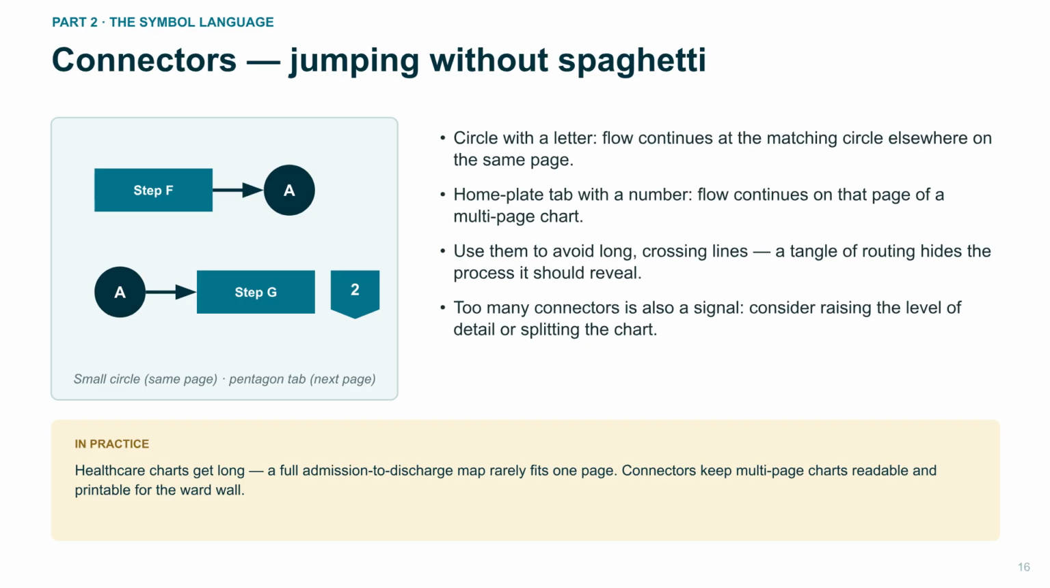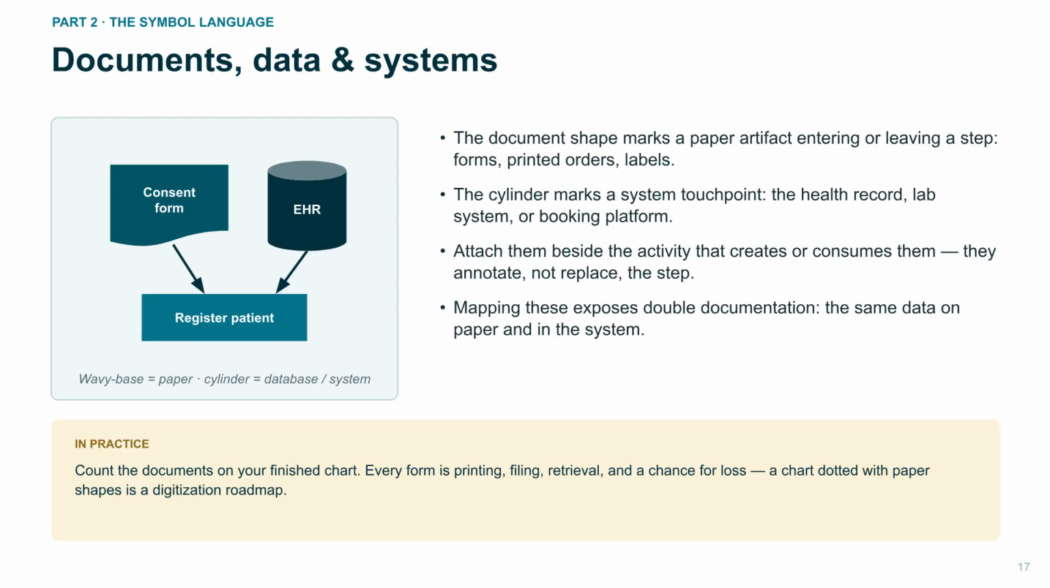Next, let's discuss connectors. These symbols are essential for managing page flow without creating a mess of crossing lines. Use lettered circles for jumps within a single page and numbered tabs for links between pages of a multi-page chart. For documentation and systems, use the document shape for paper artifacts and the cylinder for digital touchpoints like health records. Attaching these beside your activity steps instantly reveals potential double documentation.